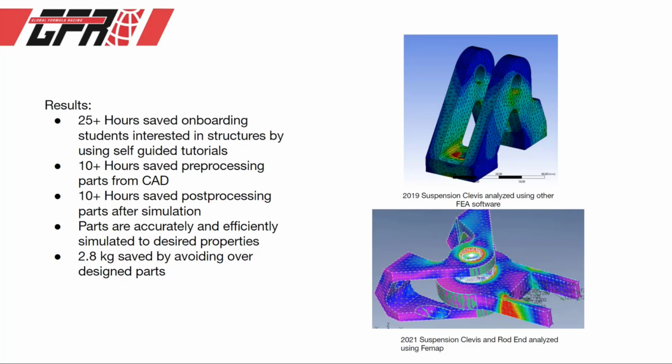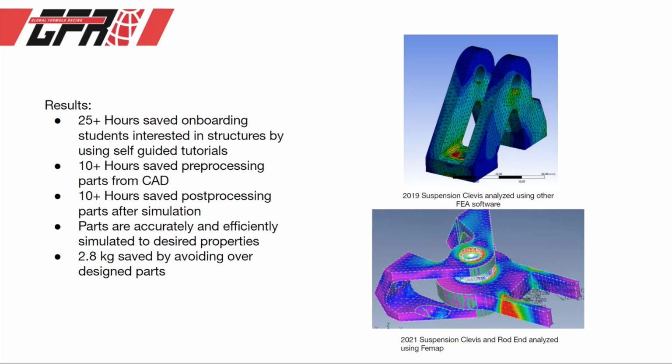SimCenter FEMAP is able to integrate with other Siemens tools that allows team members to accurately and efficiently simulate products from other tools such as NX and FiberSim. Team members are also able to pre-process CAD models within FEMAP to save over 10 hours for the team, as well as another over 10 hours of work for the post-processing of models after the simulation.